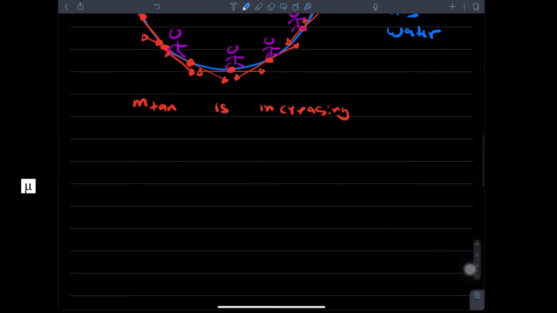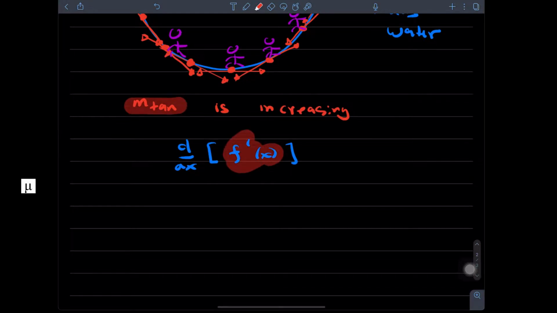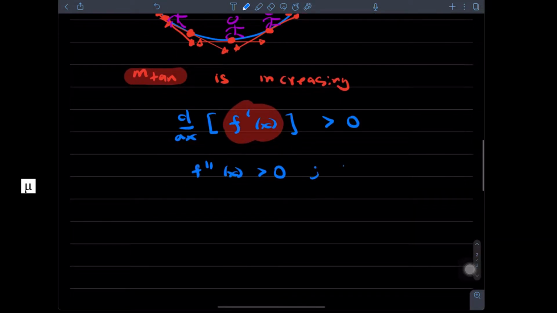So you say, what is m tangent? Well, m tangent is a derivative, is that right? So what happens here is the derivative of that first derivative, because it's represented by what? m tangent. There's your m tangent. In order for that to be increasing, that derivative is what? Positive. And so what you really have is a criteria here that the second derivative being positive is when you have what we call concave up.